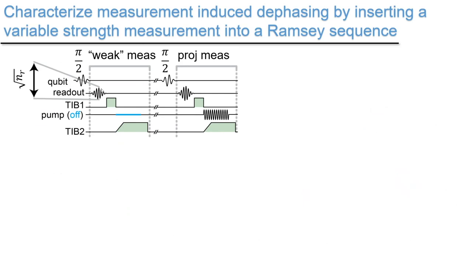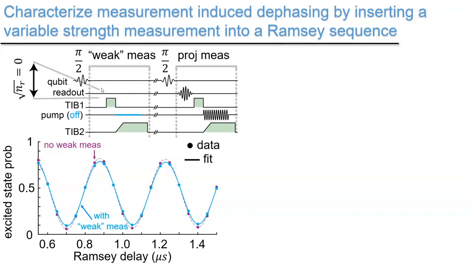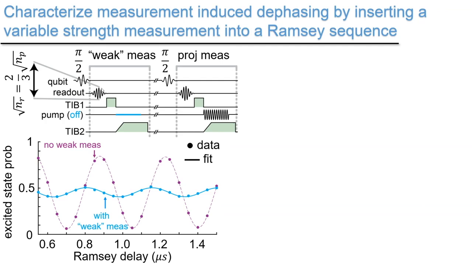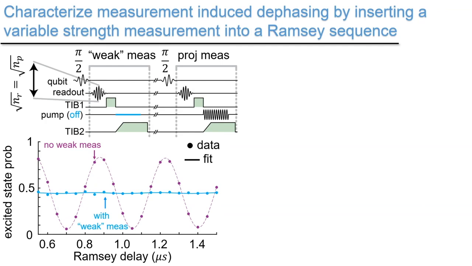To begin, we turn off the variable pulse in our variable-strength measurement so that we're just switching the TIBs. As we expect, the Ramsey fringes we measure in cyan after doing this are very similar to what we measure when we didn't insert anything into the Ramsey delay, in purple. Now we begin to turn up the readout amplitude of that variable measurement. In this slide, we're at 1/3 the amplitude of our projected measurement. The contrast of the cyan fringes goes down as we expect. We then turn up the amplitude more and the dephasing, or the back action, increases. And now finally, our variable measurement has the same strength as our projected measurement at the end of the sequence, with photon number NP. As we expect, the qubit has been entirely dephased.